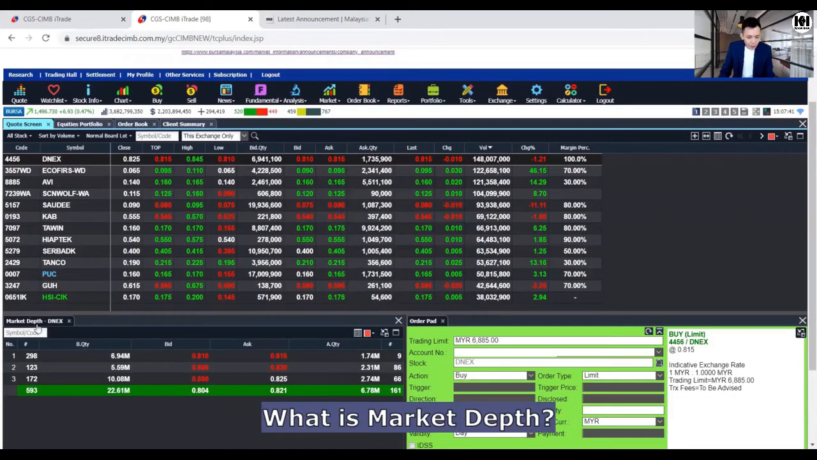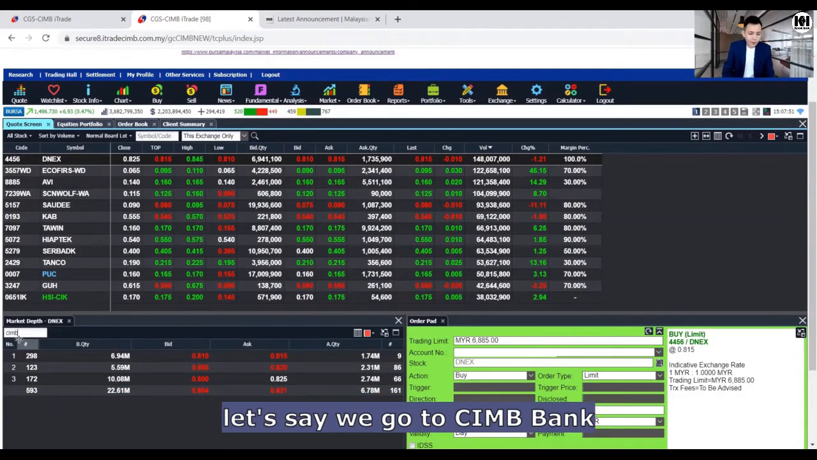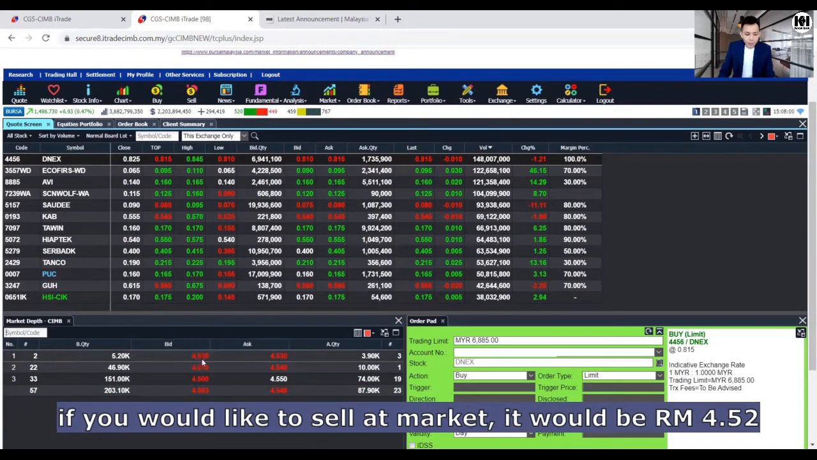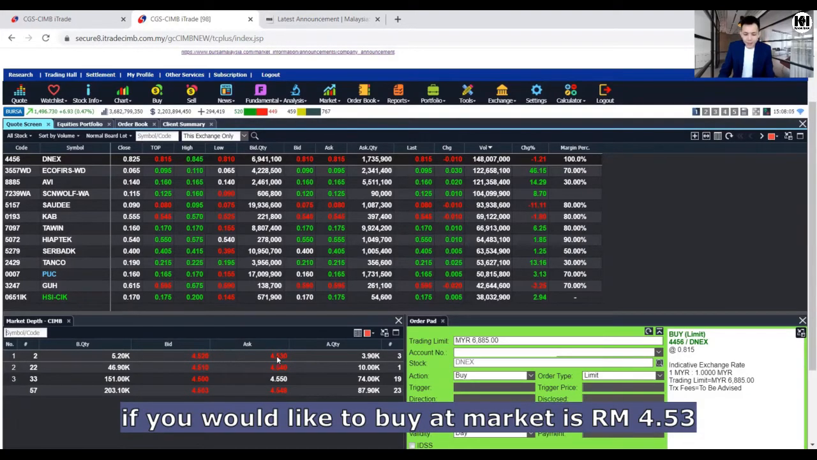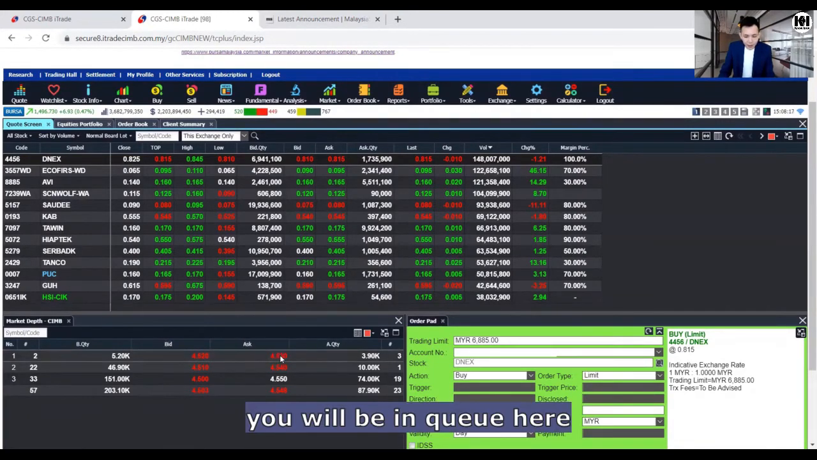Market depth. What is market depth? Market depth is for us to view the existing buyers and sellers. For example, let's say we go to CIMB Bank. Bid and ask. If you would like to sell at market, it would be 4 ringgit 52 cent. If you would like to buy at market, it is 4 ringgit 53 cent. How about if you would like to sell at 4 ringgit 53 cent? You will be in queue here.